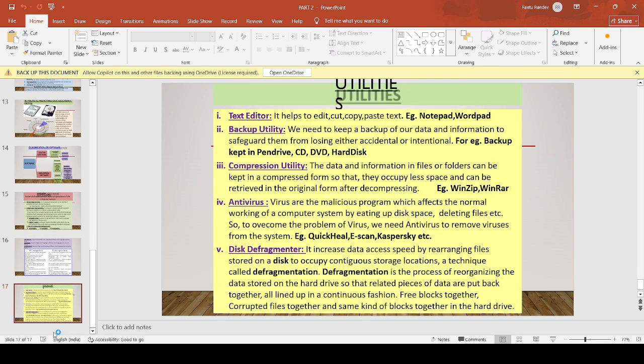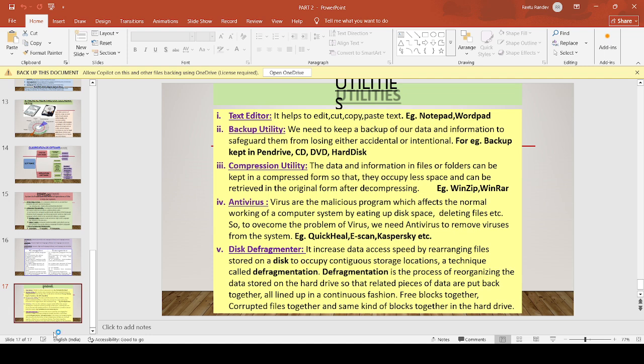Utilities. One term for utilities: they do the job of housekeeping. Housekeeping means looking after the computer. Who looks after our house? The servants, mothers, we ourselves manage our house by keeping it clean, putting unwanted junk in a waste bin, right? So that things are organized. Enhance the look of our house. We are using certain things, they come under housekeeping.